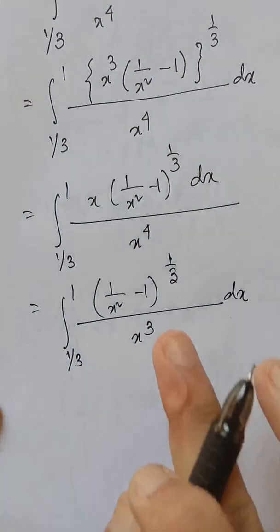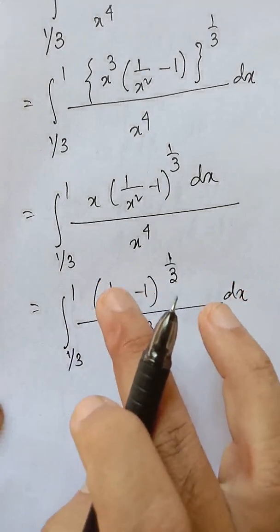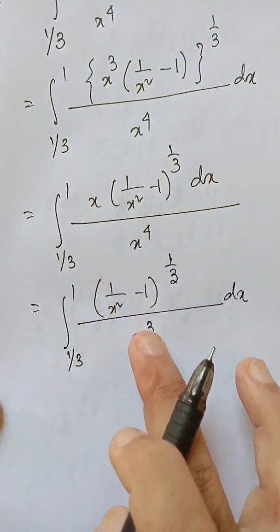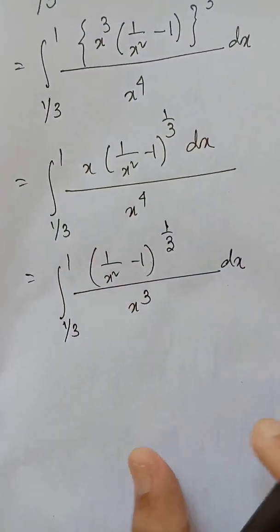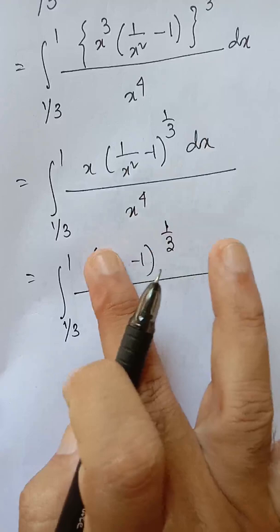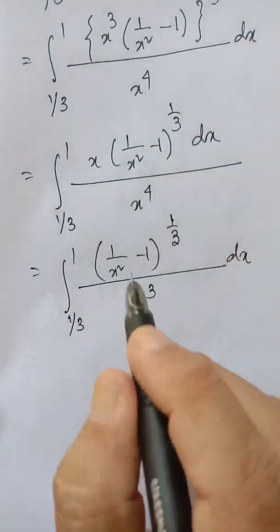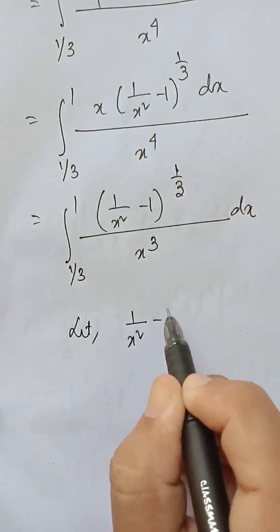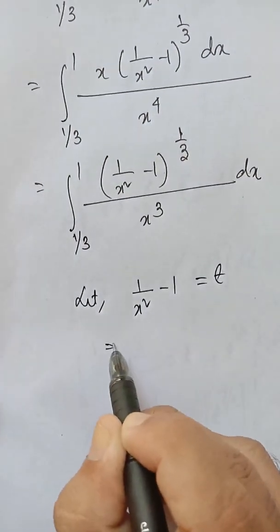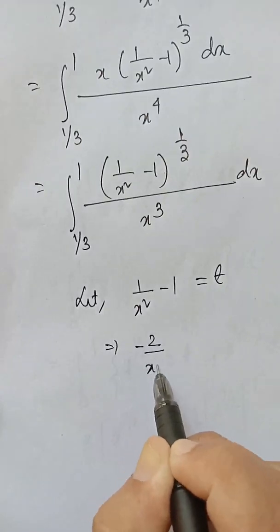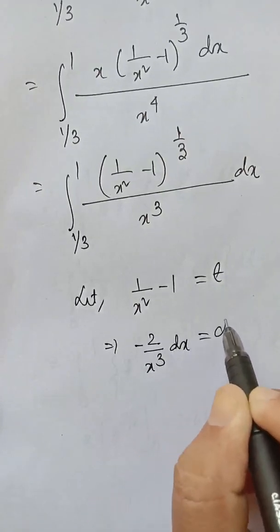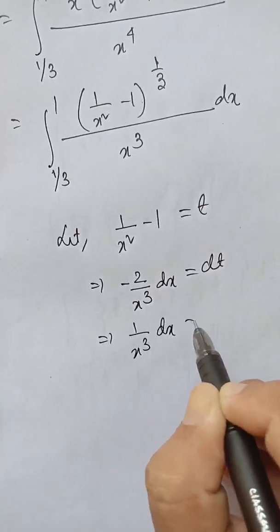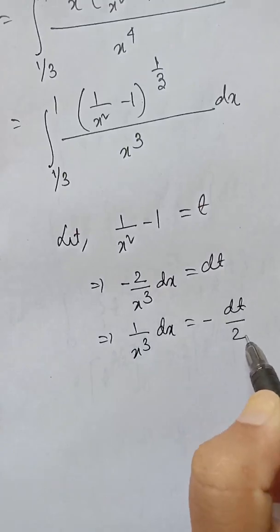Now you can see 1 by x square minus 1. The derivative of 1 by x square is minus 2 by x cube. 1 by x cube is here, minus 2 you can easily adjust. So we can see its derivative is almost in the question. So we'll put 1 by x square minus 1 equal to t. So its derivative will be minus 2 by x cube dx is equal to dt, or we can say 1 by x cube dx equal to minus dt by 2.